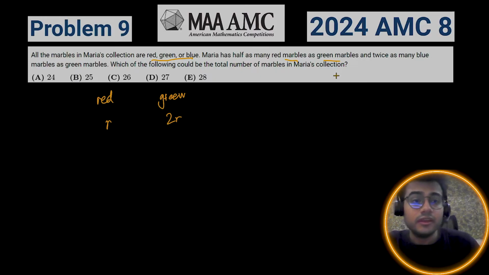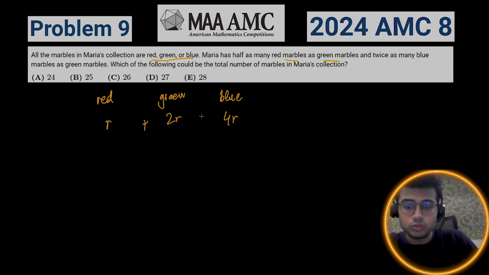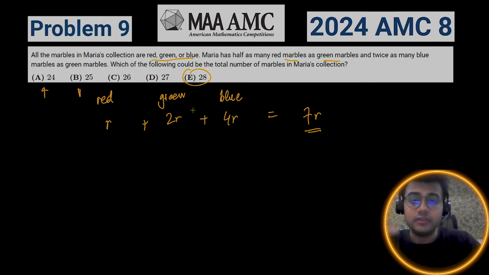That's great. Then they're saying there are twice as many blue marbles as green marbles. So green marbles are 2R, then blue marbles must be twice as many. That will make them 4R. So the total number of marbles would be just R plus 2R plus 4R, that is 7R. Since the number of red marbles must be an integer, this must be a multiple of 7. So the only answer choice that's a multiple of 7 here is 28. So that must be the right answer.